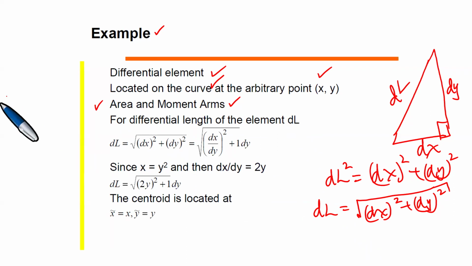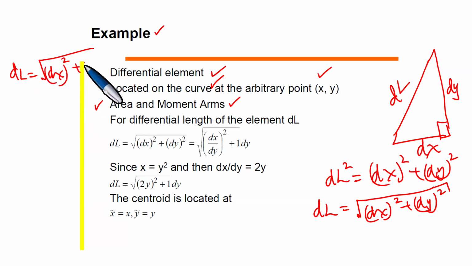What is this? What is dL? dL is the square root of dx squared plus dy squared, which means we are then able to perform algebraic manipulations here.